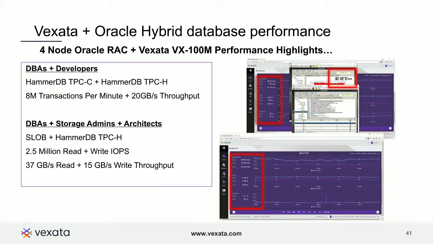The second test is meant for storage admins and architects. Instead of HammerDB TPCC, I used the testing tool SLOB, which does intensive physical I/O, and for OLAP I just used the same HammerDB TPCH. As you see in the results, the 4-node Oracle RAC solution provided 2.5 million read plus write IOPS, and 32 gigabytes per second read plus 15 gigabytes per second write throughput. So let's jump into the actual demo.